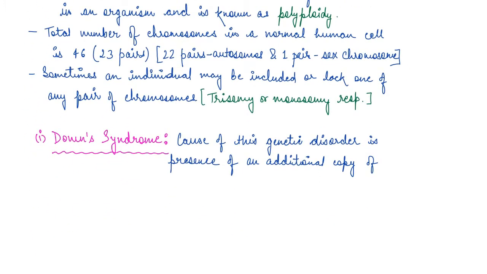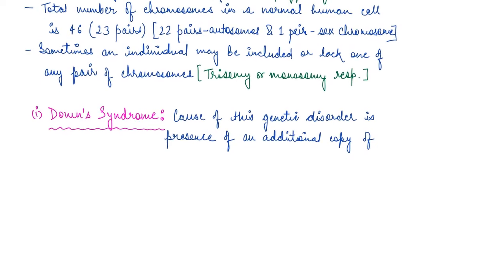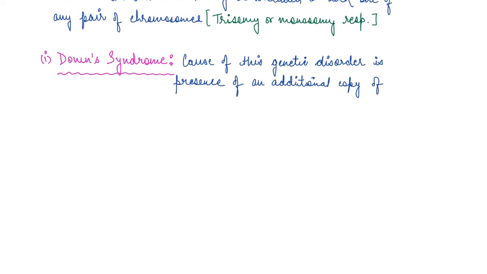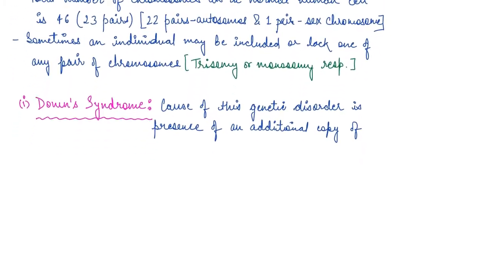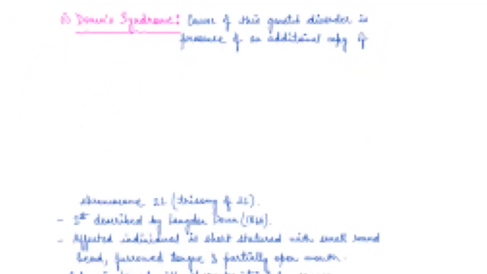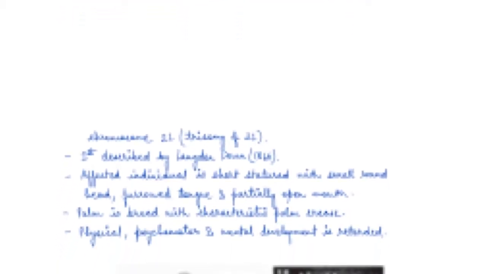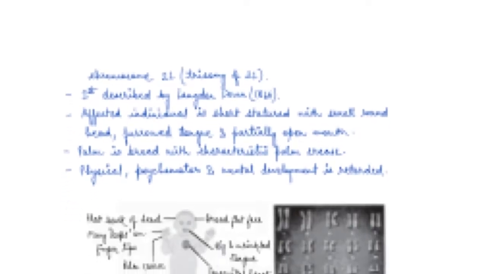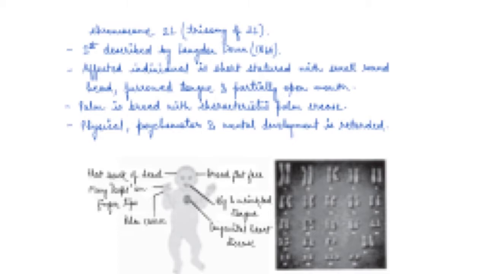So the first one is Down syndrome. Down syndrome is a genetic disorder where there is the presence of an additional copy of a chromosome, which is known as trisomy. It is an additional copy of chromosome number 21. So this is a genetic disorder wherein chromosome number 21 is present in addition, right? This was first described by Langdon Down.